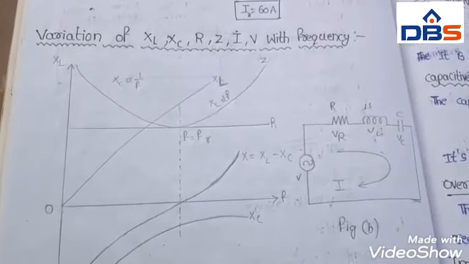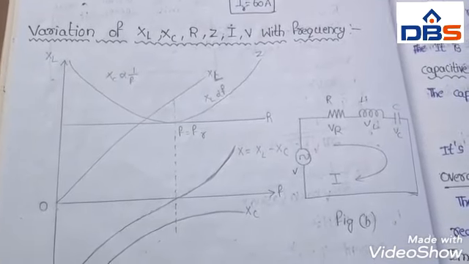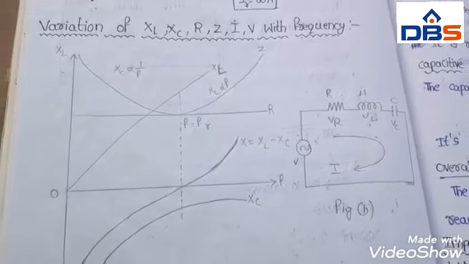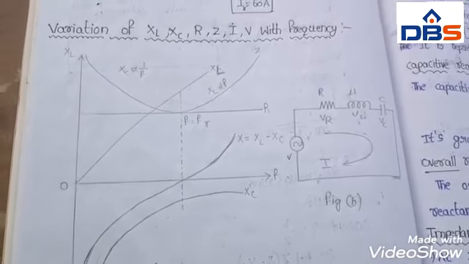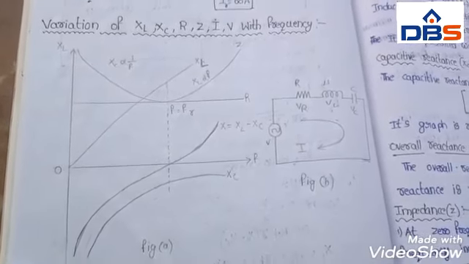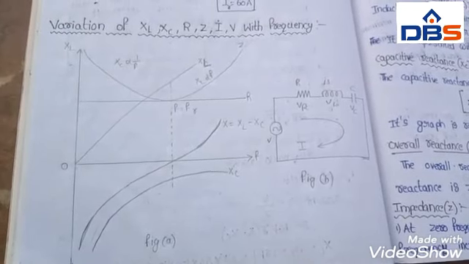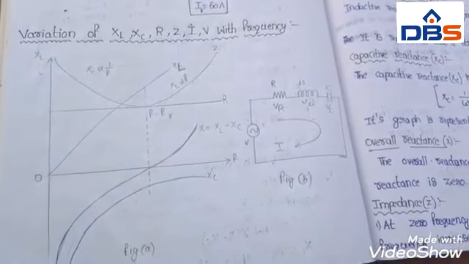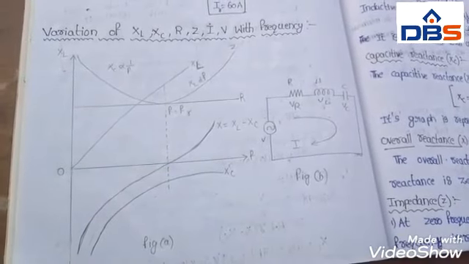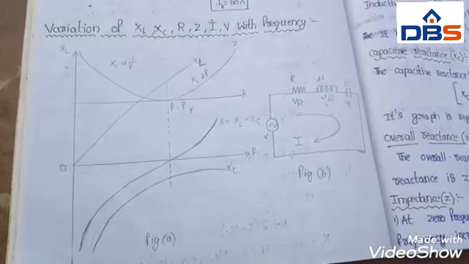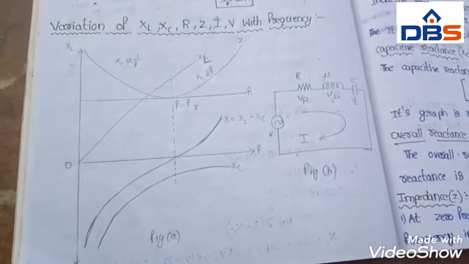Good morning, friends. Another topic in resonance of network analysis is the variation of different parameters with frequency. That is inductive reactance, capacitive reactance, resistor, impedance, current, phase angle, voltage, etc. So, a graphical representation of the variation of different parameters with frequency.